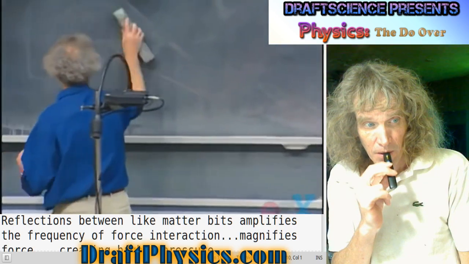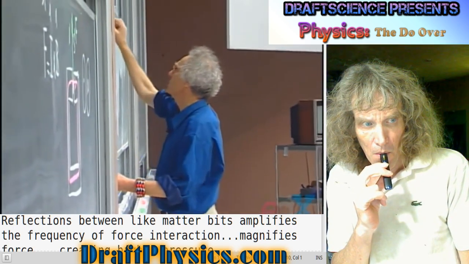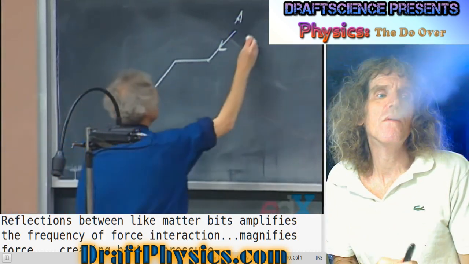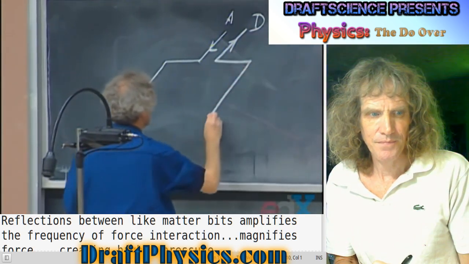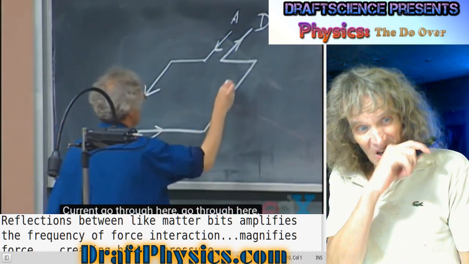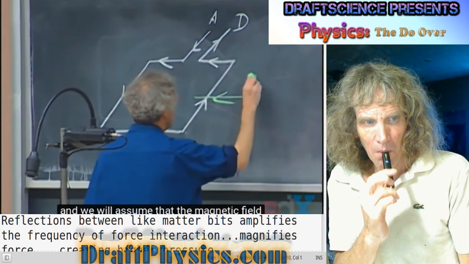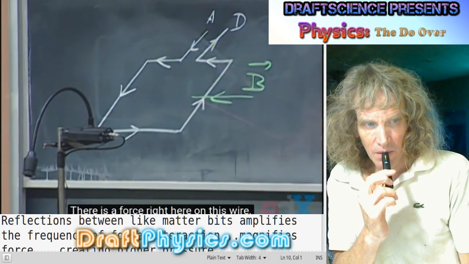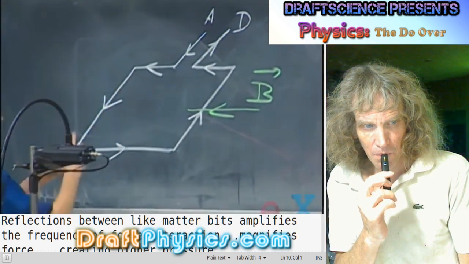If I have a current loop, here's a current loop. Current comes in at A, and I'll try to make you look at it three-dimensionally, which is not so easy. This is the current goes out here at D. This is a current loop. Current goes through here, goes through here, goes through here, and returns here. And we have a magnetic field, and we will assume that the magnetic field is constant throughout in this direction. There is a force right here on this wire in the direction I cross B. That force is up.